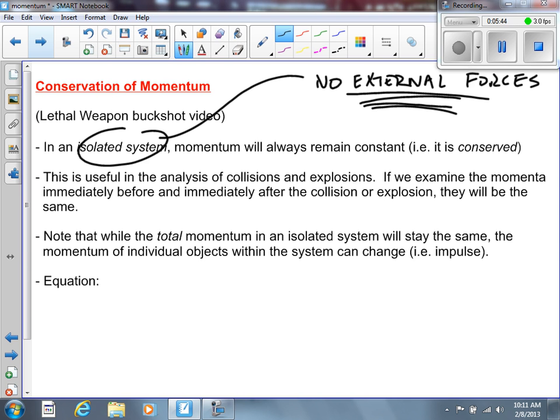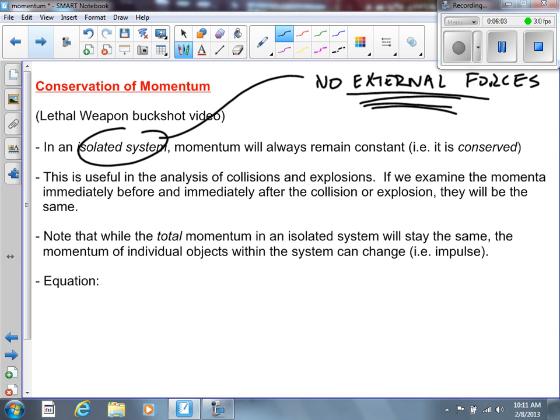Now, we're going to use that, we said yesterday, when we analyze collisions, which are pretty self-explanatory. Two things hit each other, that's a collision. Whether they stick together or bounce apart doesn't matter, that's a collision. We're also going to use it, however, when we have what we call an explosion. An explosion could be literally a bomb blowing up.